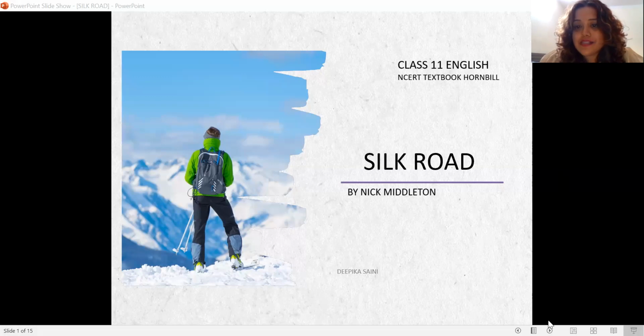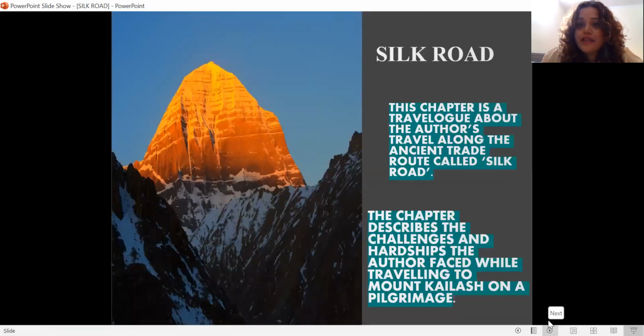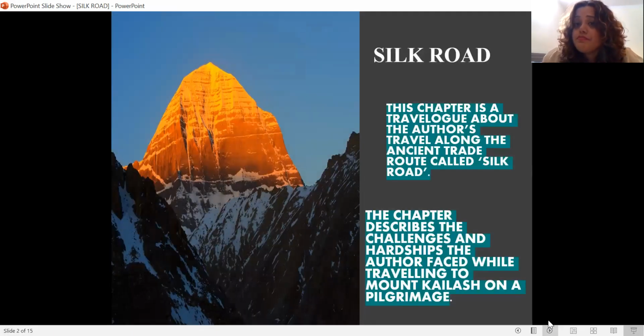First of all, let's understand the concept of Silk Road. This chapter is a travelogue about the author's travel along an ancient trade route. It was called the Silk Road. In the old days, of course, there were no vehicles or flights like today. So for trade, people used to travel from the east to the west and vice versa through a very long, the world's longest pathway called the Silk Road. This chapter describes the challenges and the hardships the author faced while traveling along the Silk Road to Mount Kailash.